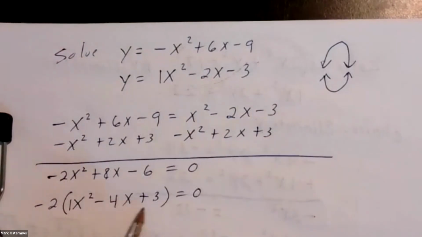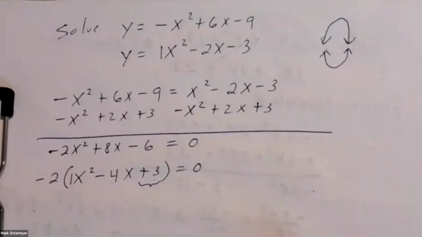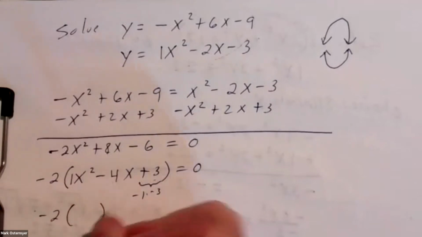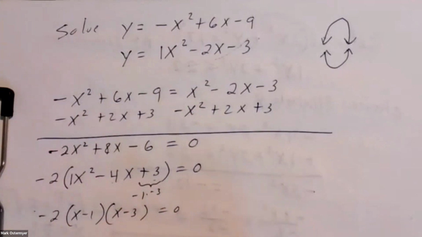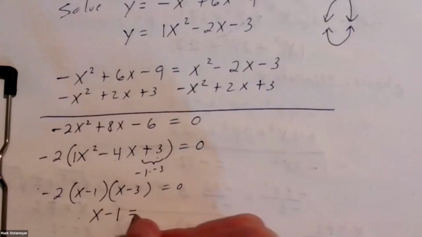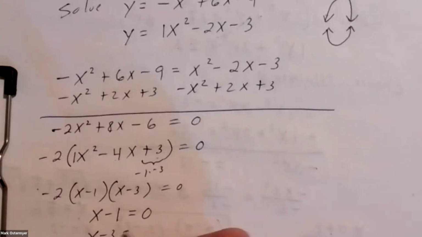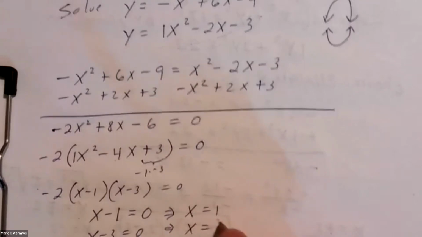Ladies and gentlemen, can I factor this trinomial? Are there two factors of 3 that add up to negative 4? Do they exist? The answer is yes, negative 1 and negative 3. So this trinomial factors immediately into the two binomials x minus 1 and x minus 3. Now we can set these variable factors equal to 0. Don't set negative 2 equal to 0. Then we just solve for x: x equals 1 and x equals 3.